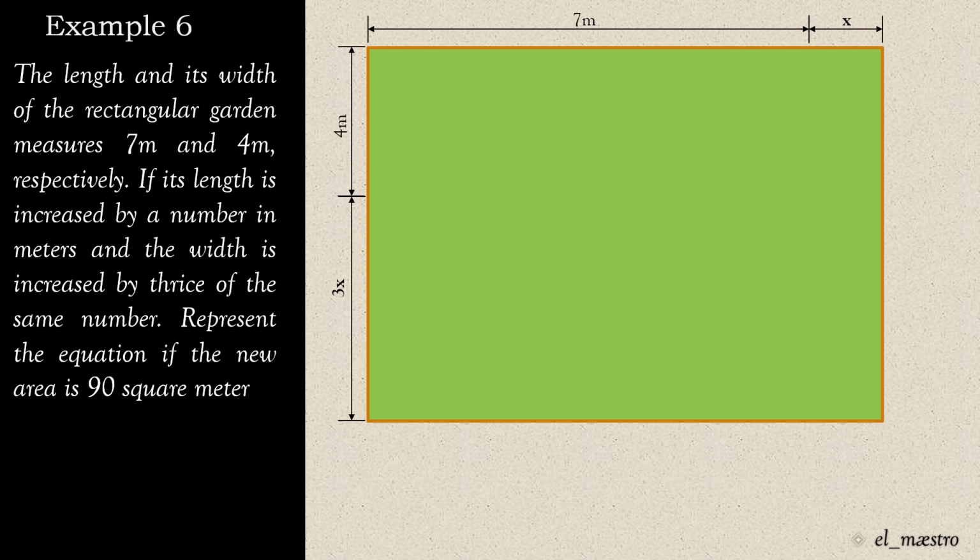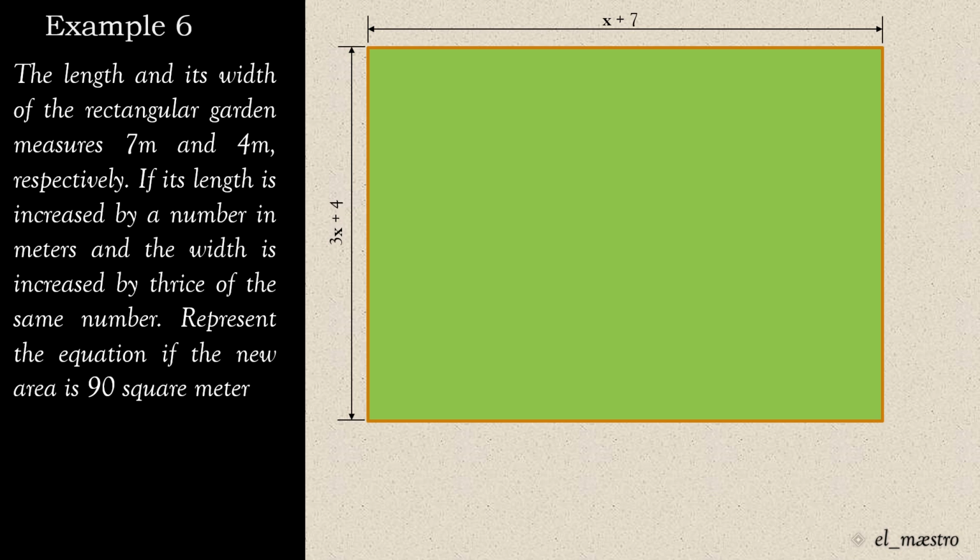rectangular garden, which is, ingon siya, syempre, ni-increase imong length, ni-increase ang width, ni-increase po ang area, which is, the new area is 90 square meters. So isulat na lang nato ang atong bagong length, ang atong bagong width. So, nakay length na 7 og x, i-plus nimo na, nakay length na 3x og 4, i-plus nimo na, this will be your new length. So nakay x plus 7 og 3x plus 4.